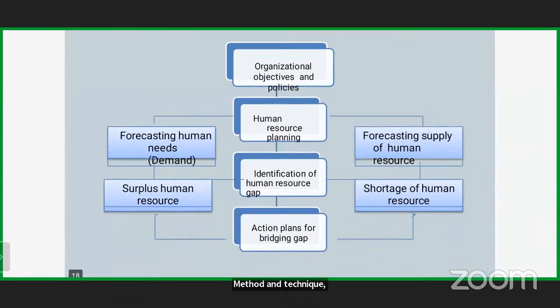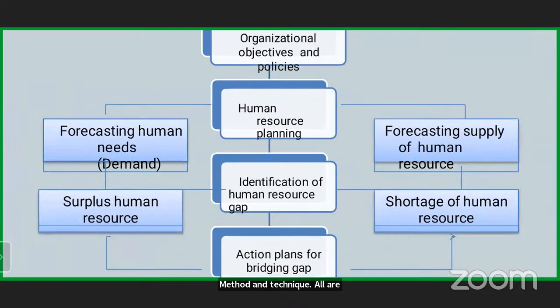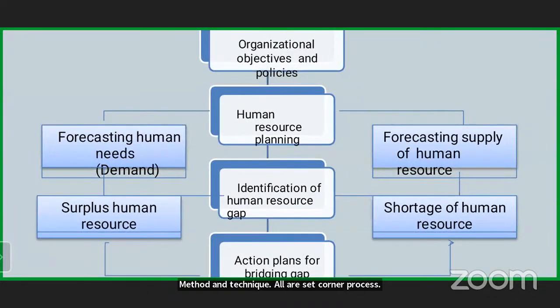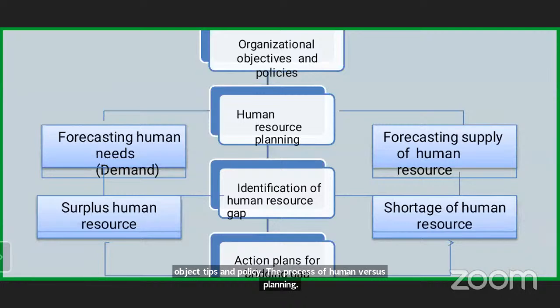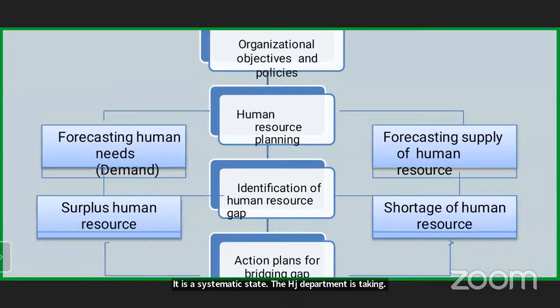See, in human resource planning, first we go for the organizational objectives and policy. The process of human resource planning is a systematic step that the HR department takes. Here, first we go for the analysis of the organization objectives and policy, the organization goal. So basing on the organization objectives, goal and policy, the human resource planning can be possible.